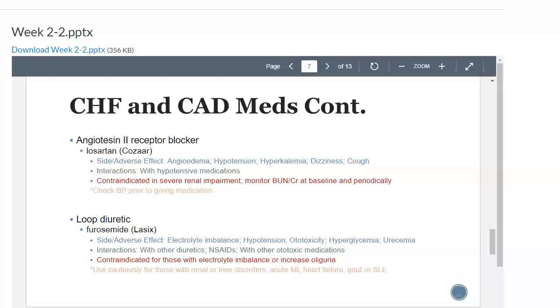Use cautiously with NSAIDs due to worse renal disease, and again, knowing which herbal supplements your patients may be taking, so do not take with hawthorn due to possible additive interaction. Monitor closely with patients taking potassium supplements and diuretics. And again, use cautiously with lithium, which may cause toxicity. And that is losartan.